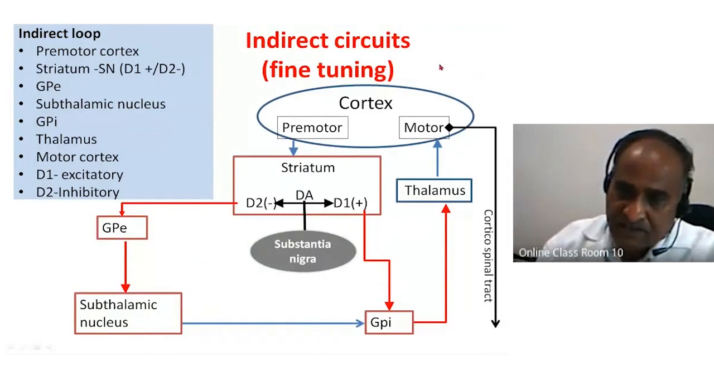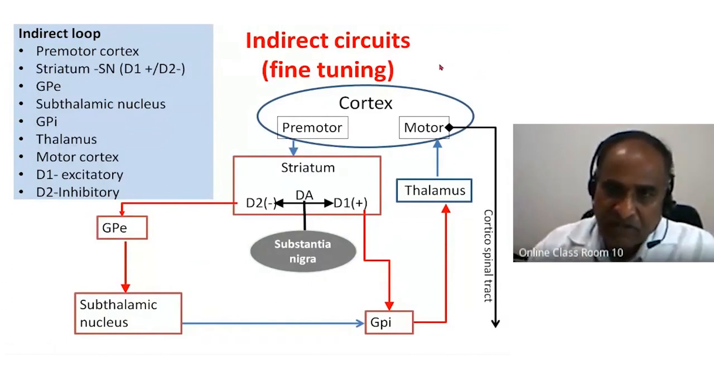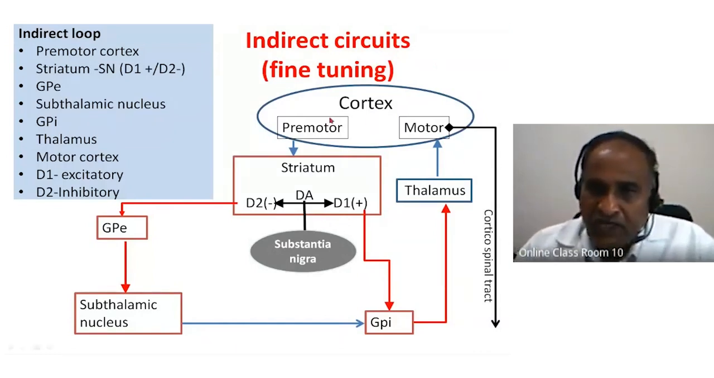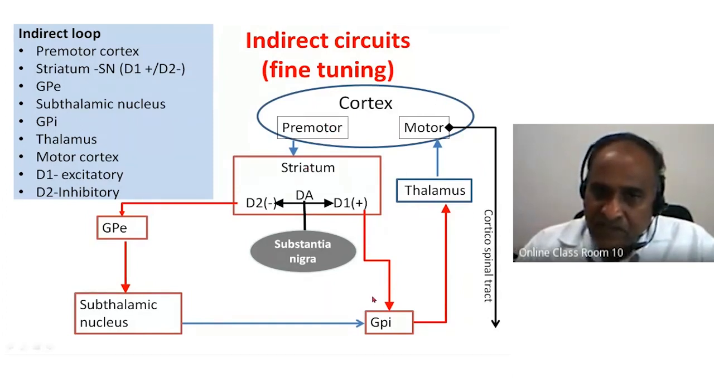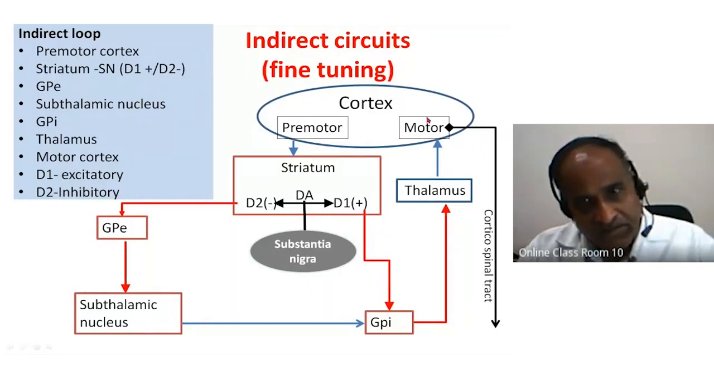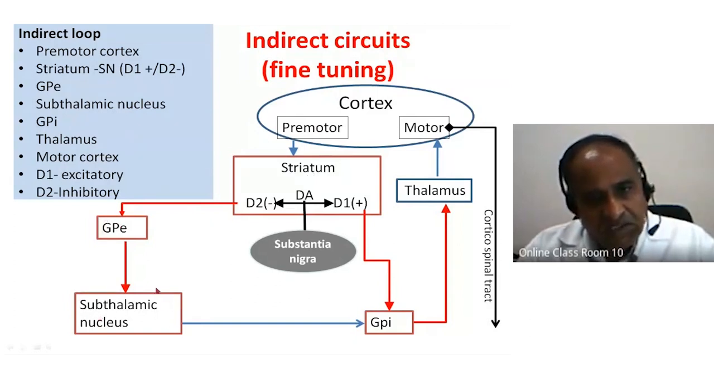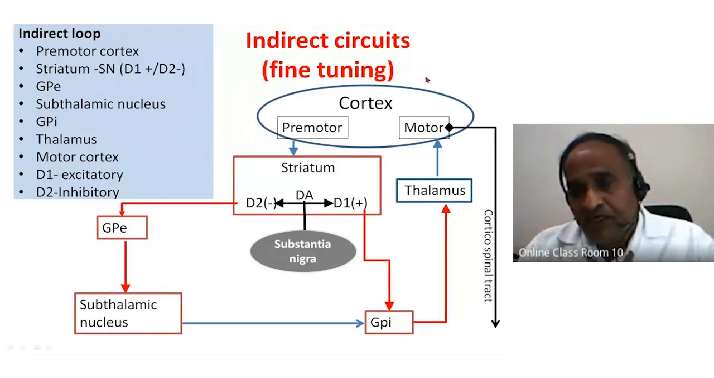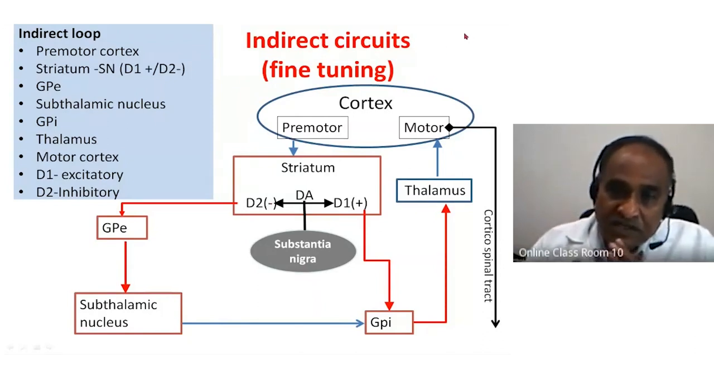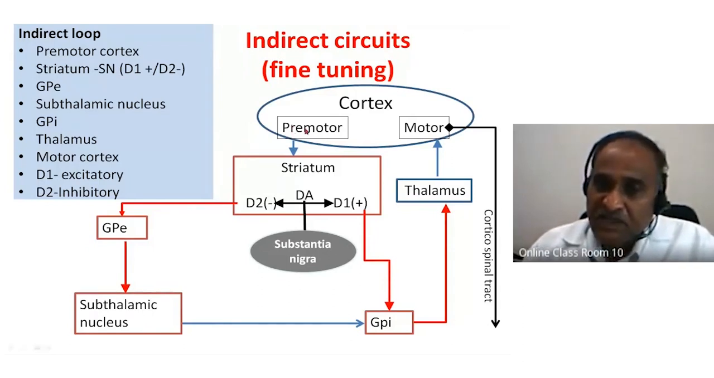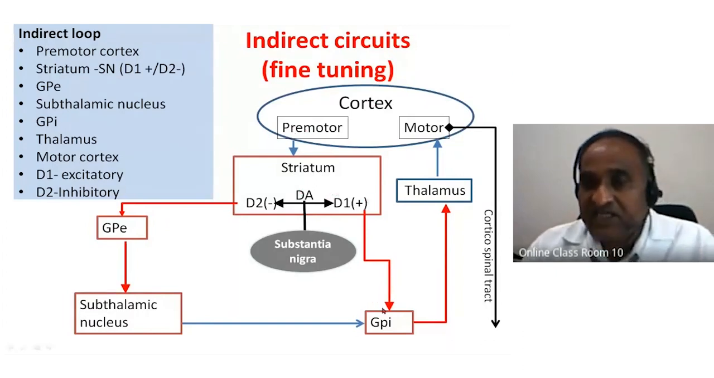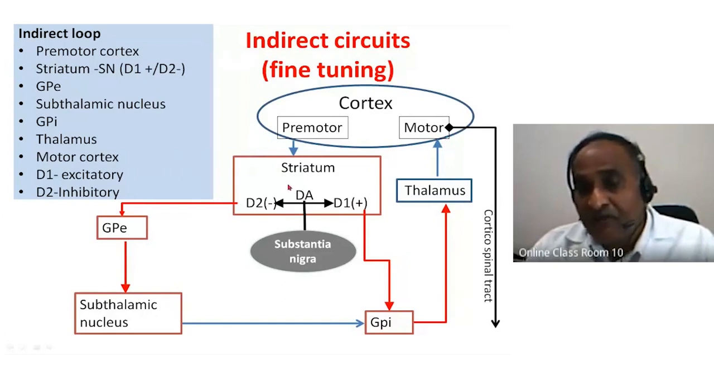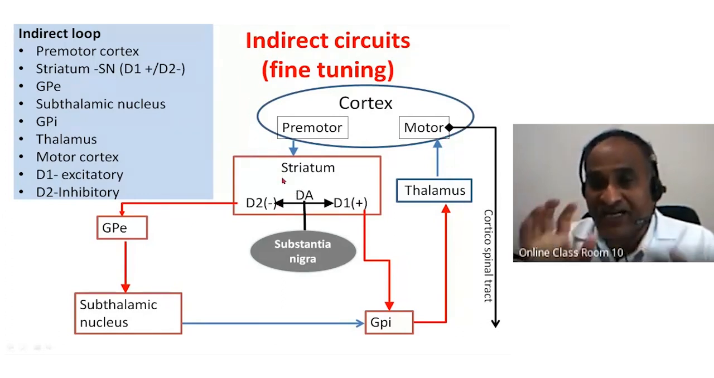I have combined both direct and indirect circuits in this diagram. First I will show you the direct pathway: the premotor cortex, the striatum, the GPI, thalamus, and the motor cortex. This is direct. The premotor cortex, the GPE, subthalamic nucleus, GPI, thalamus, and motor cortex: this is the indirect pathway. So our actions are alternating, because it will have excitatory as well as inhibitory inputs. The excitatory inputs are the first to begin, because the actions may start. Then after the action starts, there will be some checking, correction or restraint by this indirect circuit.